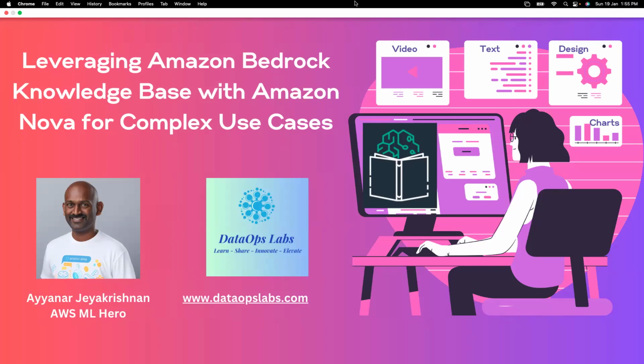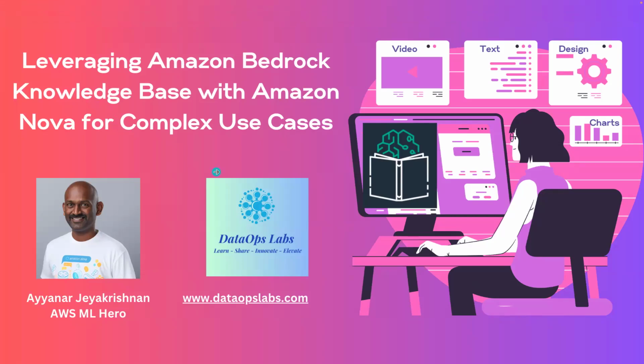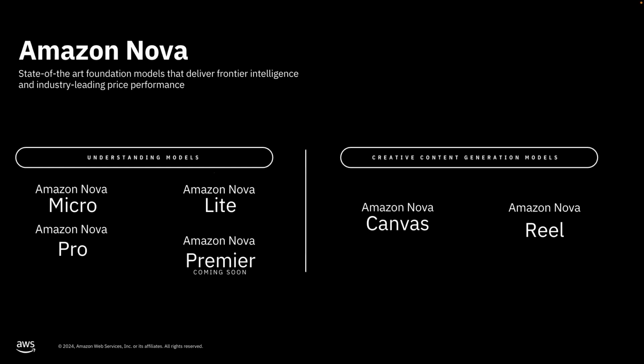Before going to the knowledge base with graph data, I'd like to share some quick information about the Nova model. At re:Invent, Amazon announced a new set of models completely built by Amazon. There are, I'd say, six models. We are going to touch base on two or three models in this session, but in the future we will try to cover more on the other models. We have understanding models and content generation models. All the models come under Amazon Nova.